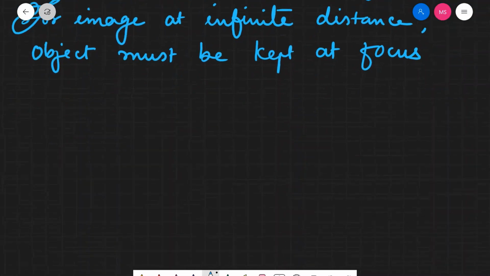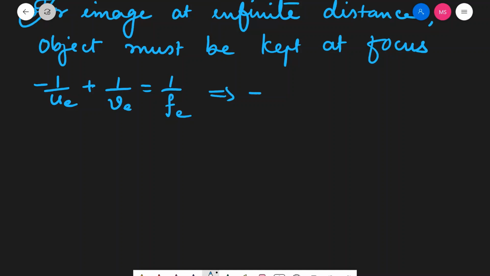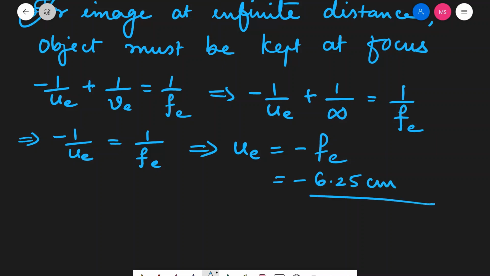You can prove also this by using formula minus 1 by UE plus 1 by VE equal to 1 by FE. So this implies that minus 1 by UE plus 1 by infinity is 1 by FE, or you can say that minus 1 by UE will be equal to 1 by FE, or you can say that UE is equal to minus FE, and that will be equal to minus 6.25 centimeter. Here negative sign indicates that the object is kept on the left hand side of the lens.